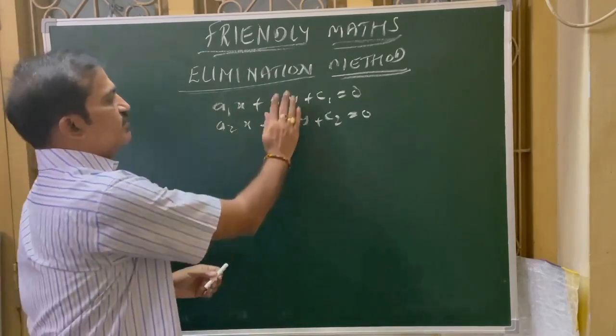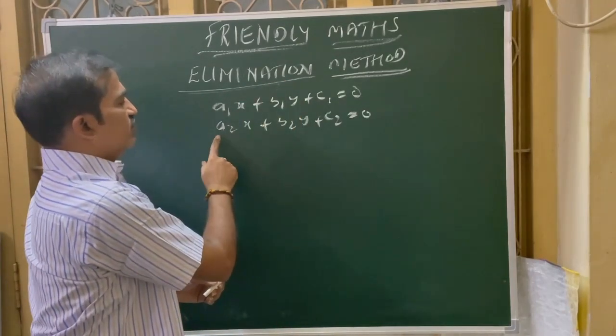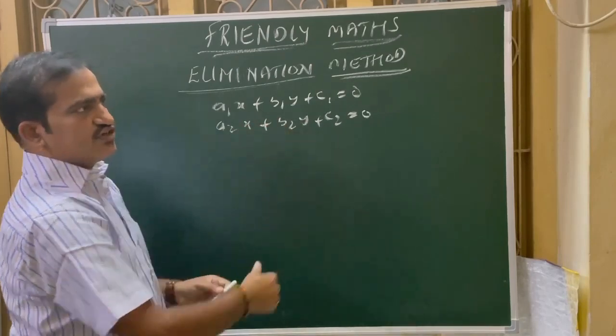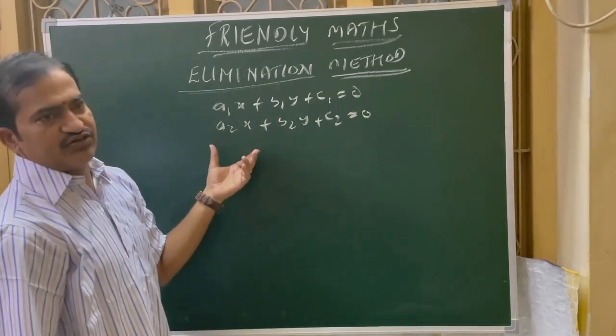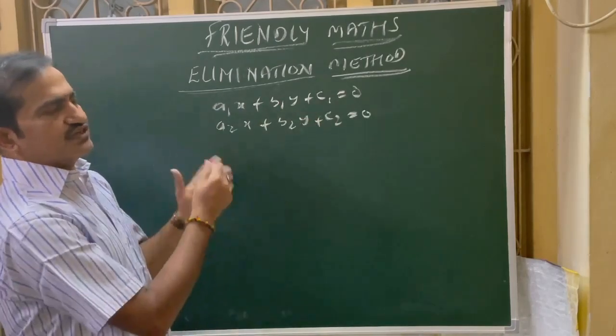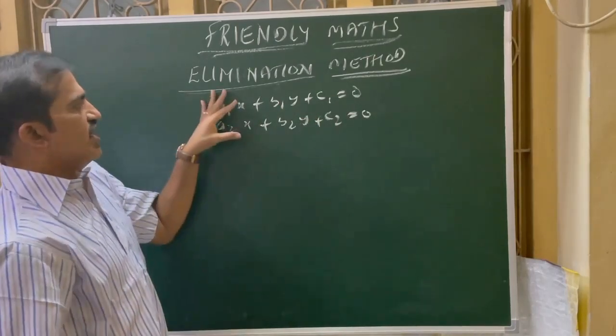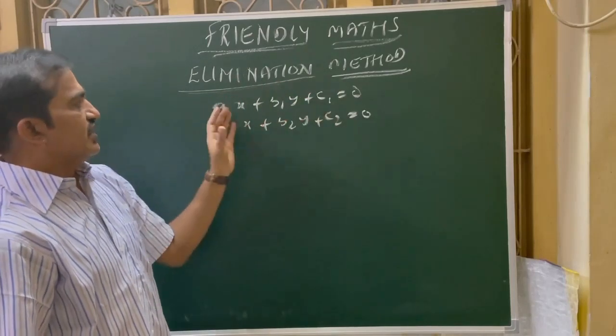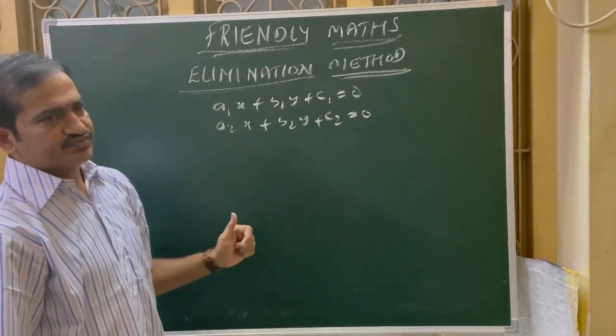Otherwise, if you eliminate y, then you will get a linear equation in terms of x, and you can find the x value. Afterwards, substituting, you will get the y value. This method is called elimination method. We have to eliminate any one of these variables, x or y.